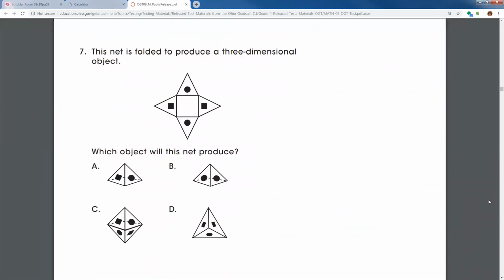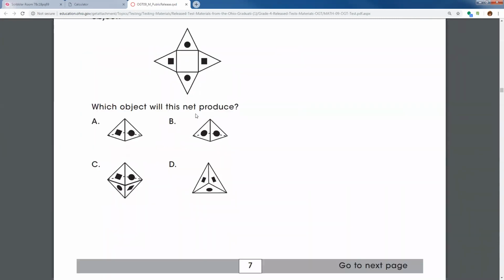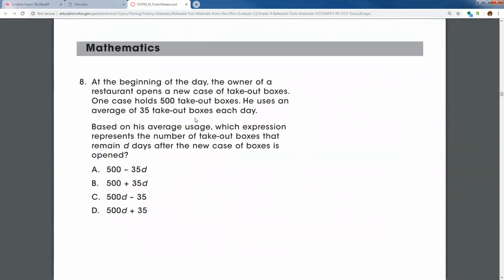This net is folded to produce a 3-dimensional object. So a net is if you took a 3D shape and sliced on its edges and laid it out flat. So we just want to compare which object this net will produce. And this one is usually, you're just trying to look and make sure the shapes that are drawn on the net end up in the correct order. Good, A is correct. We have to have a square next to a circle. It kind of goes around.